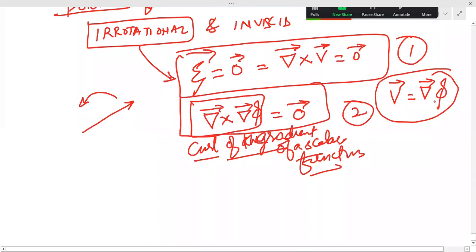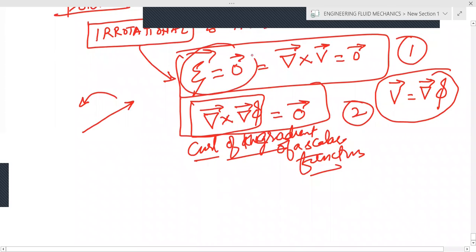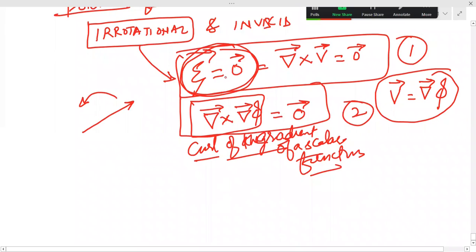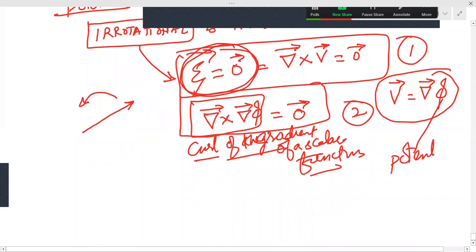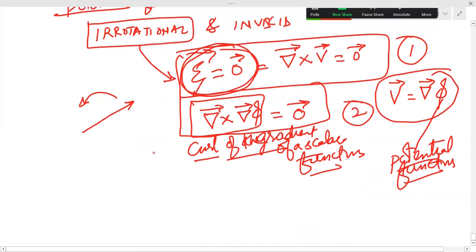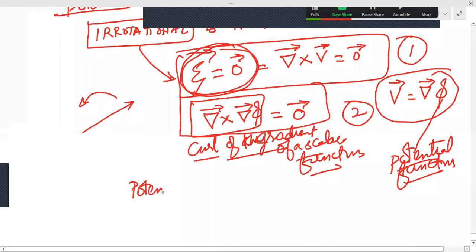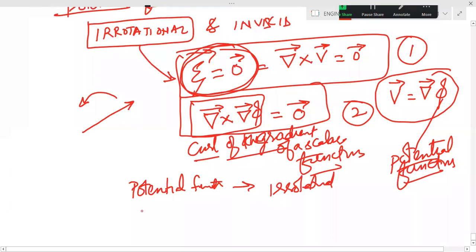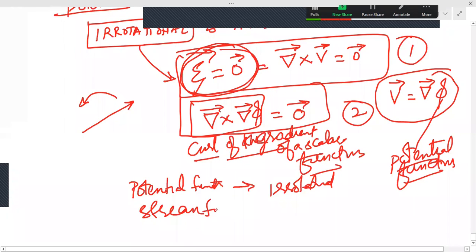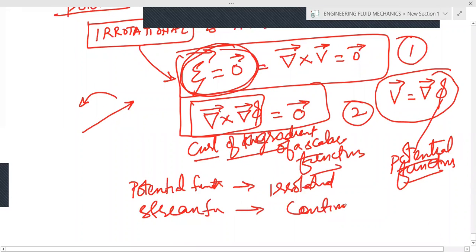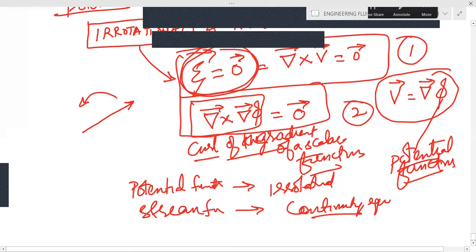Scalar function, yes. So please remember, this was only possible in which case? In case of irrotational flow. And this phi is called the potential function. So the very definition of the potential function has come from what? The irrotational condition. And the stream function has come from what? The continuity equation. This should be clear to you.